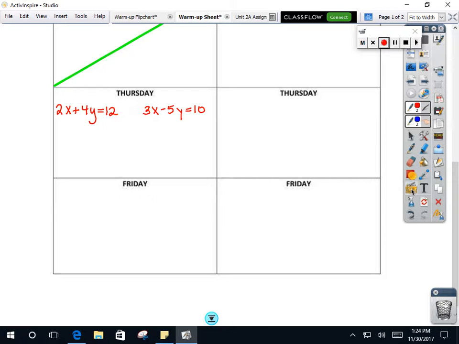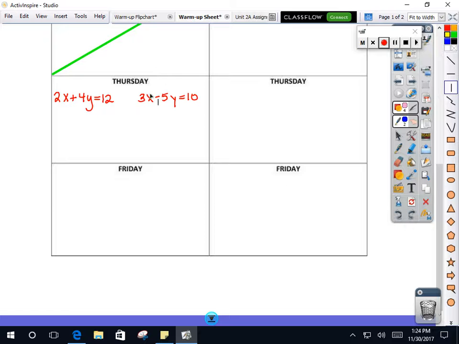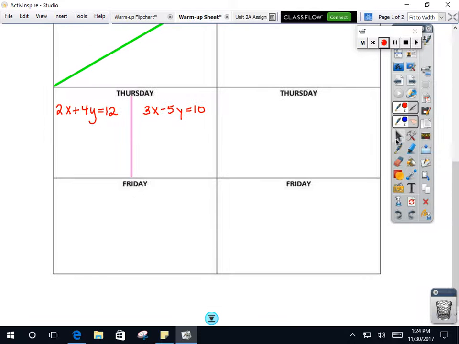Okay? And then I'm going to just separate them because I'm OCD. No, you're just supposed to rewrite both of them in slope-intercept form. Obsessive compulsive disorder. Okay, here we go.